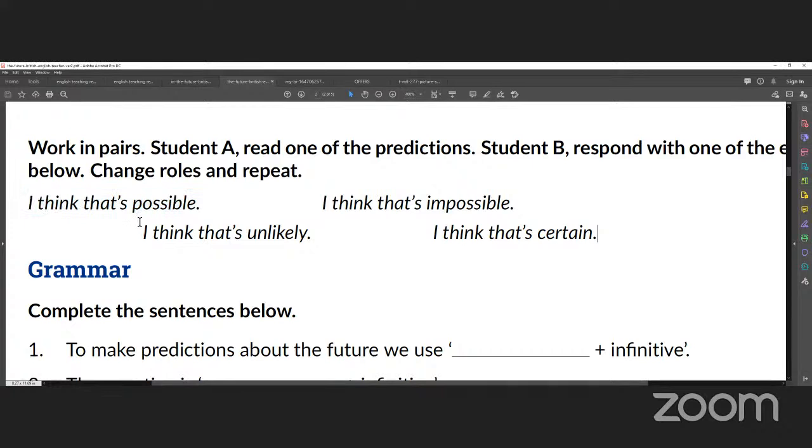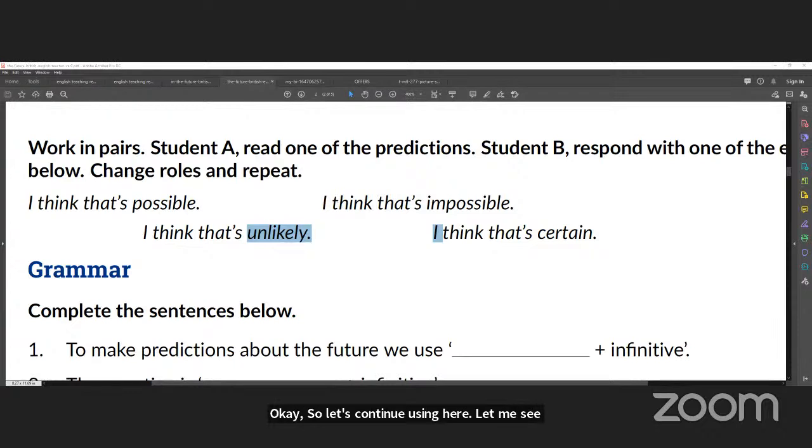Natalia, could you please read this one for me? I think that's unlikely. Okay, repeat with me. Unlikely. Repíteme de nuevo. Unlikely. Correct. Okay, so repeat again. I think that's unlikely. Correct. That means creo que es poco probable. Esta es otra frase que vamos a combinar con future simple. I think that's unlikely. Creo que es poco probable. Okay, so let's continue in here.